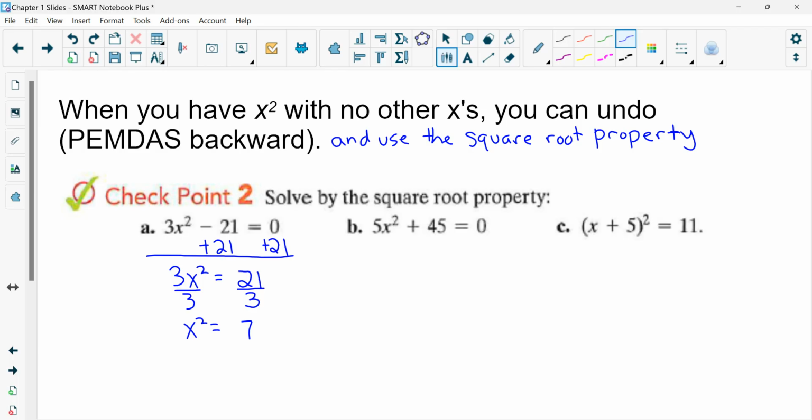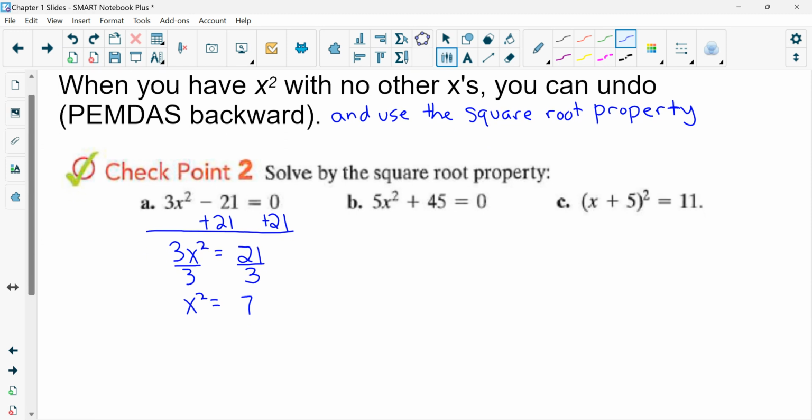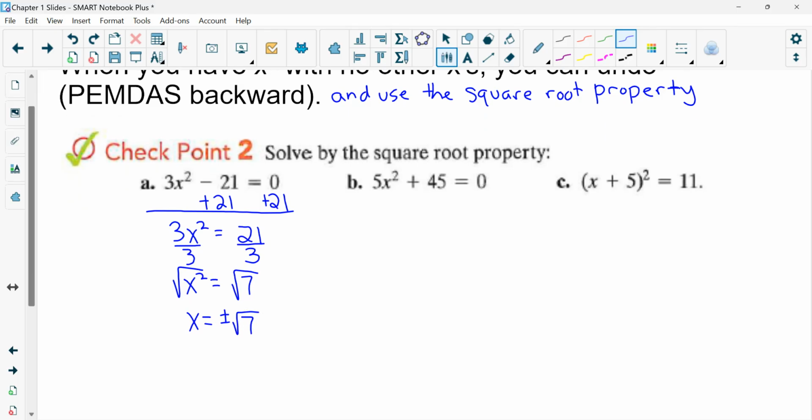And so now to undo a square, like we said, we're going to take the square root. 7 is not a perfect square. No perfect square divides into 7, so we can't simplify that any further. We're just going to write this as plus or minus the square root of 7. So that really gives us two answers. Our one answer would be negative square root of 7. Our other answer would be positive square root of 7.